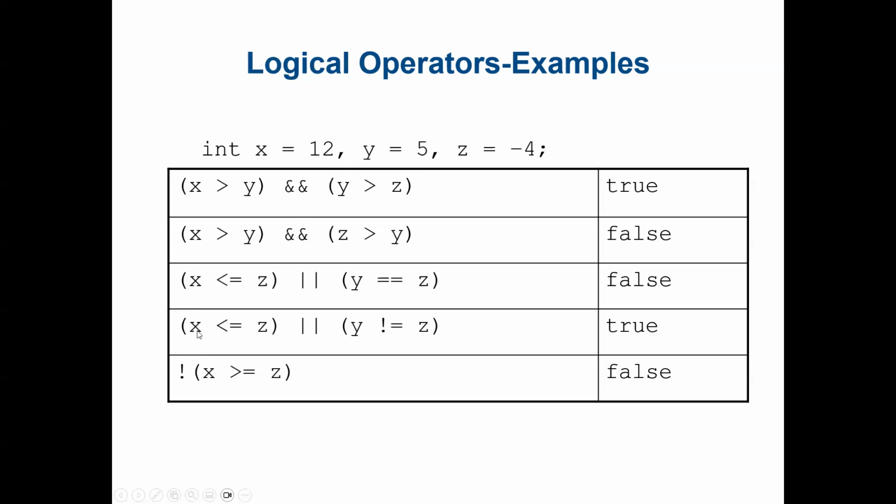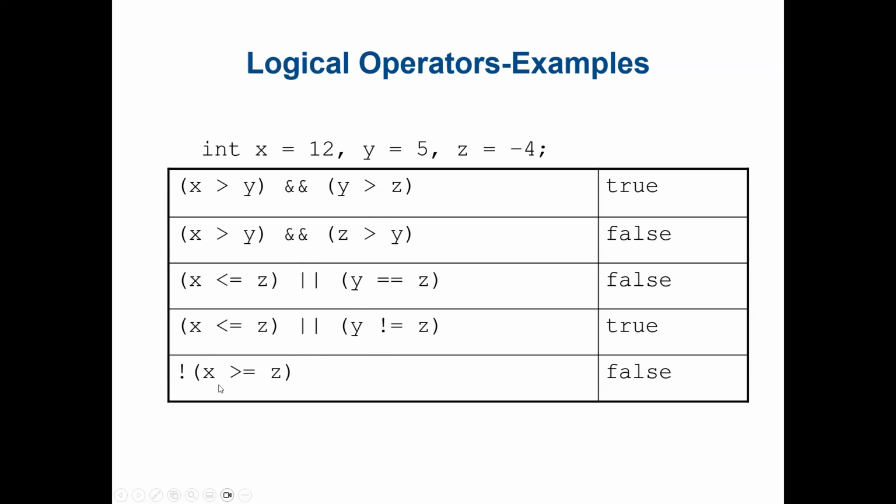But the next one we have, X is less than or equal to Z, which is false, or Y not equal to Z. So Y is not equal to Z, which is true, because 5 is not equal to -4. But since one of the conditions is true, the output will be true. If both conditions are true also, the output will be true. So again, with the AND operator, the only time it is true is if both conditions are true. If both conditions are false, it's false. If one of them is false, it's false. And with the OR operator, the only time the condition is false is if both of them are false. If both of them are true, the output will be true. If one of them is true, the output will be true.